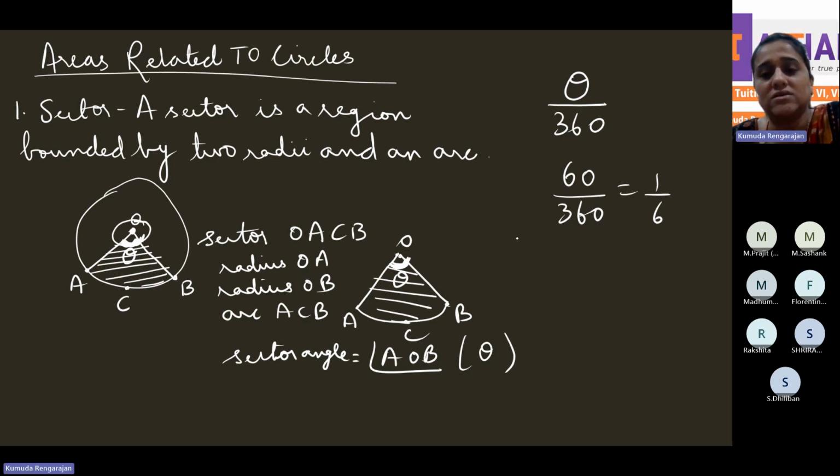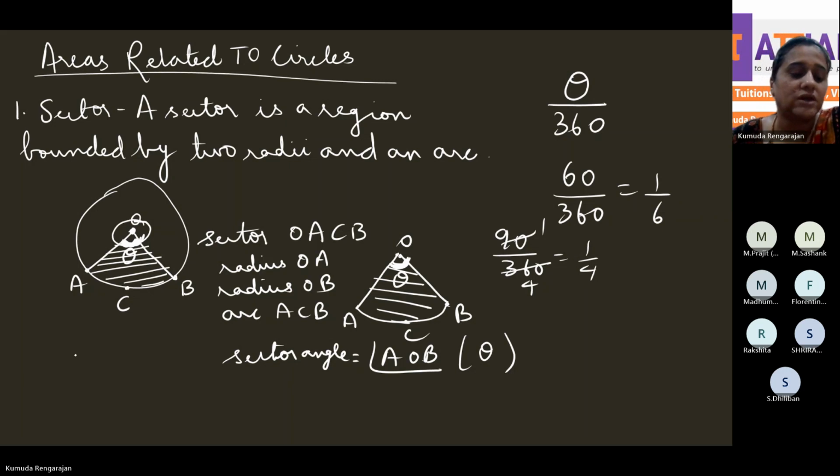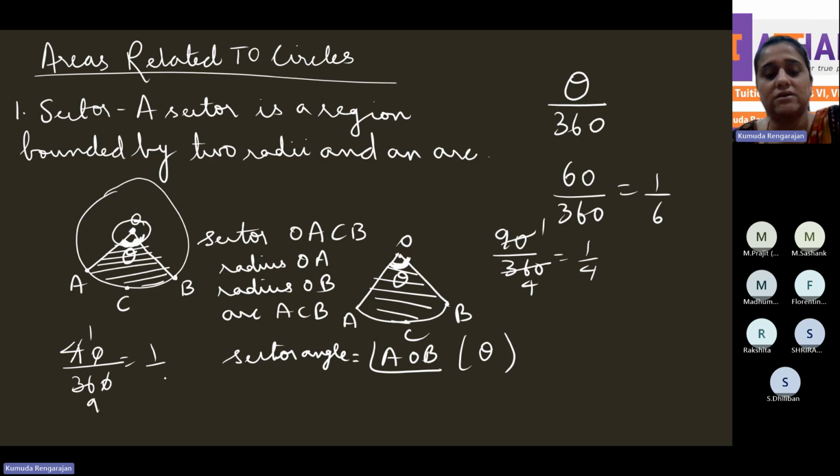If the sector angle is, say, 90 degrees, that is 90 out of 360, which is 1/4. So that means the sector occupies 1/4 of the area of the full circle. If the sector angle is 40 degrees, that is 40 out of 360, which is 1/9. So that sector occupies 1/9 of the area of the full circle.